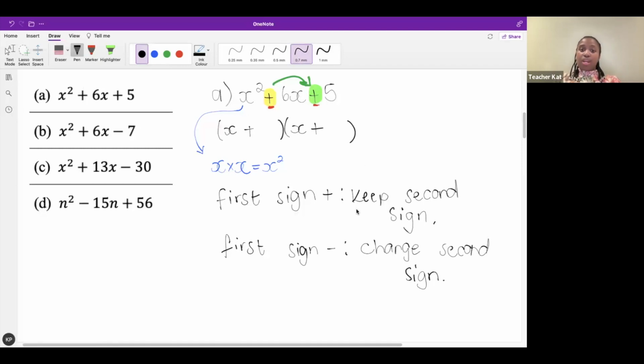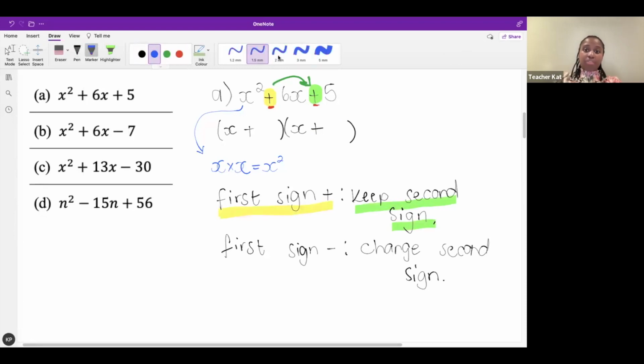I'm going to go through that again. If my first sign is a positive, the yellow one, let me highlight it yellow, that means you keep the second sign, which is green. And currently, my second sign is a positive. So that means I'm going to keep it. So both my brackets are going to have positive, positive.